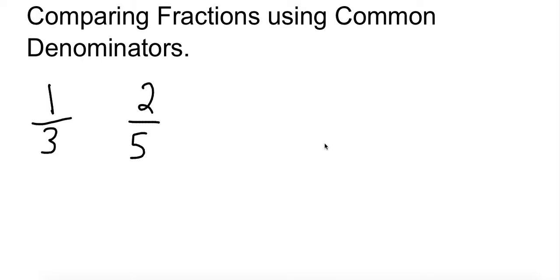In this video, we'll be talking about how to compare two fractions that do not have common denominators and using common denominators to help us compare the two. So the first fraction that I have is 1/3, and I'm comparing that to 2/5. And I want to see which fraction is larger. So what I'll be doing is I need to find a common denominator between 3 and 5.